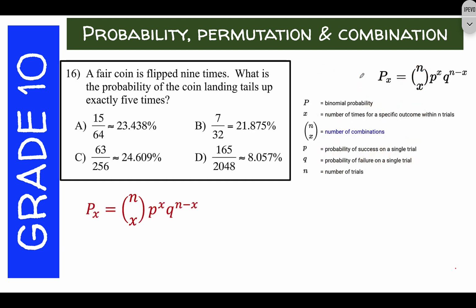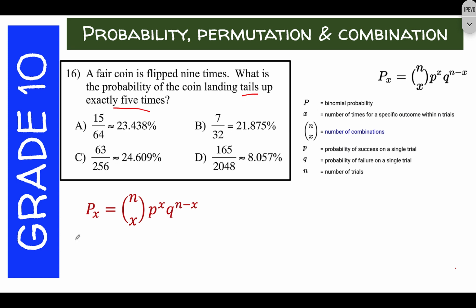The binomial probability formula is the probability of getting an X. In here, we would like to get exactly 5 tails is equal to, this is another way of writing combination. The combination of 9 objects taken X at a time times the probability of success raised to X, where X is the number of times a specific outcome within N trials happened, times Q. Our Q here is the probability of failure on a single trial raised to N minus X.